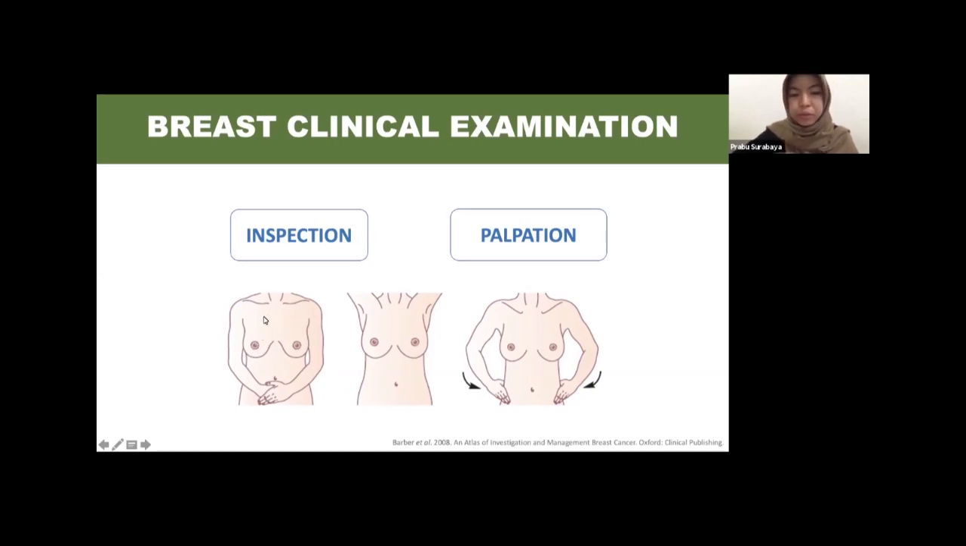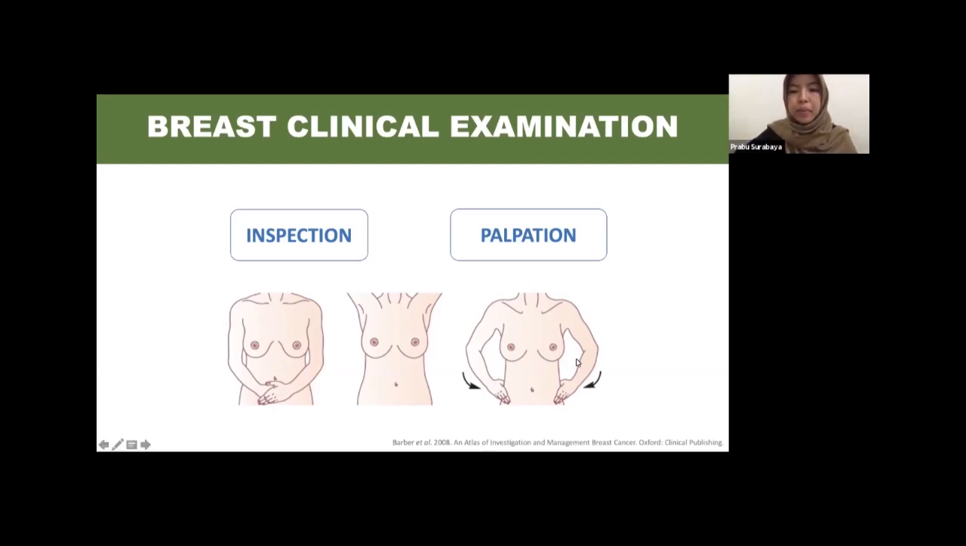We need to note whether it is normal, or if there is skin retraction, ulceration, peau d'orange, changes of color of the skin, or skin nodules. Focusing on the areola, we need to take note if there is a nipple erosion or nipple discharge.